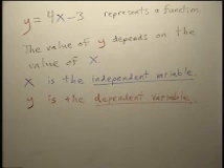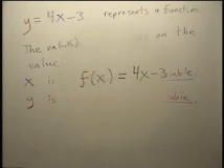For this reason, we call x the independent variable, because we can let it be whatever it wants. And we call y the dependent variable, because its value depends on whatever we let x be. Now, because the value of y in this function depends on the value of x, there's a special notation called function notation that's been developed to show that.